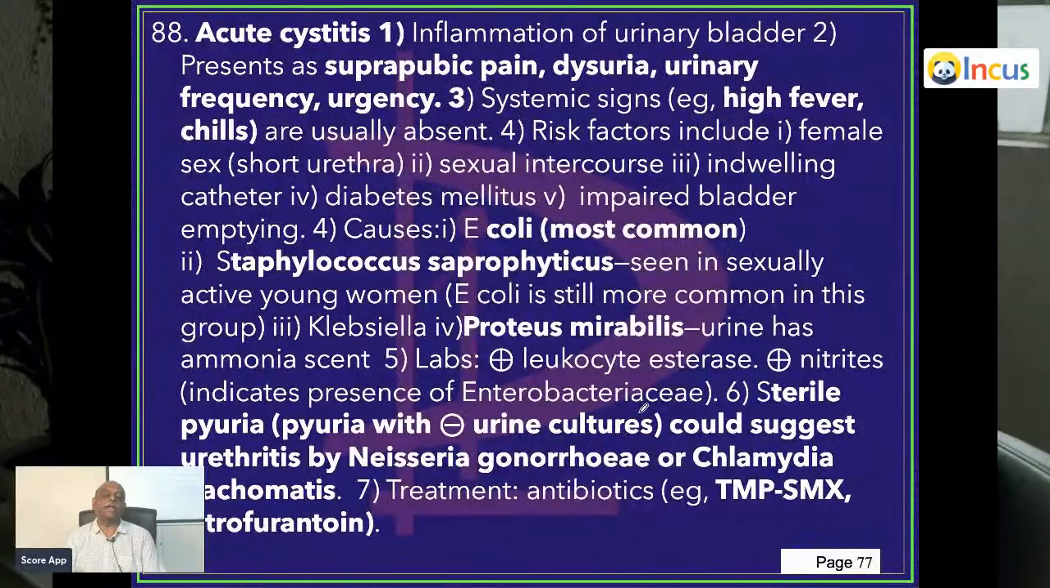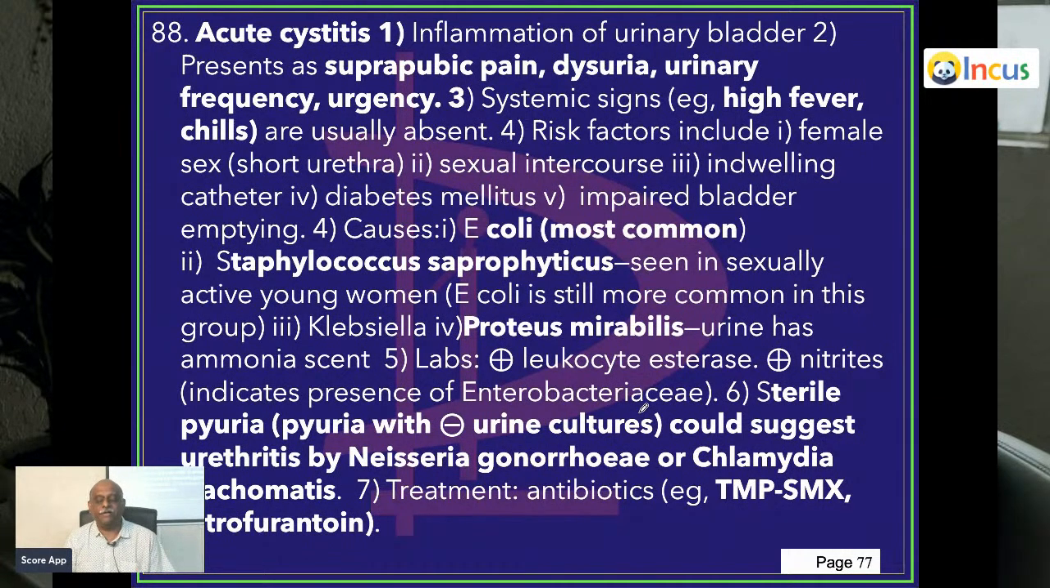Now comes cystitis. Inflammation of the bladder is acute cystitis. How do they present? Suprapubic pain, dysuria, frequency, urgency, etc. High fever and chills will be there.